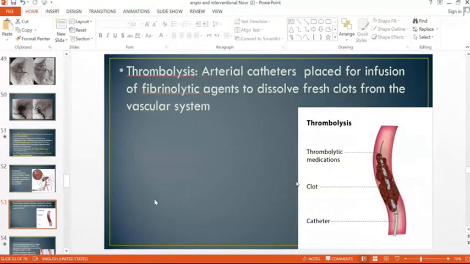Now moving on to another form or type of interventional radiology, which is thrombolysis. Thrombolysis: arterial catheters placed for infusion of fibrinolytic agents to dissolve fresh clot from the vascular system. So this is the catheter. It is introduced through the clot, and the catheter will infuse a thrombolytic agent so that it will help lyse the clot at the site.